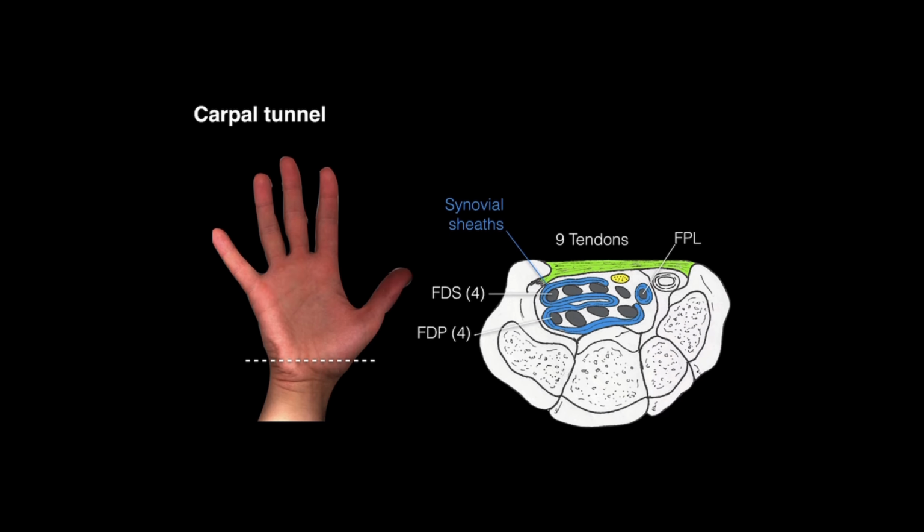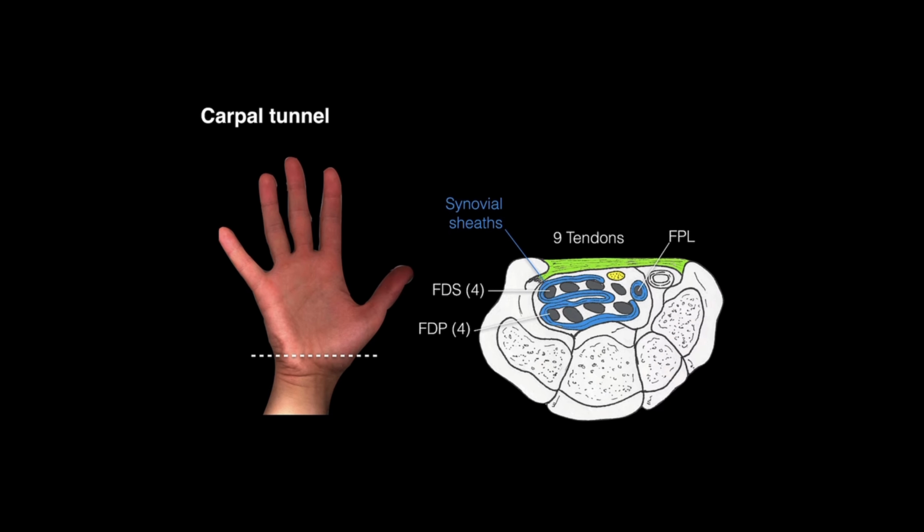Now, as you can see here, this dotted line on your left shows the level of the carpal bones. Carpal bones lie in two rows, the proximal row and the distal row, and each row consists of 4 bones. They form a tunnel roughly at the level of the line drawn here. This tunnel is between the bones and a flexor retinaculum.